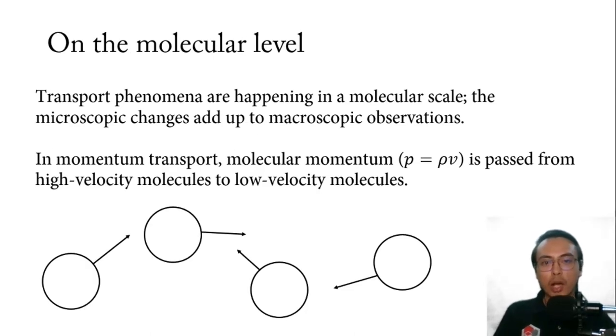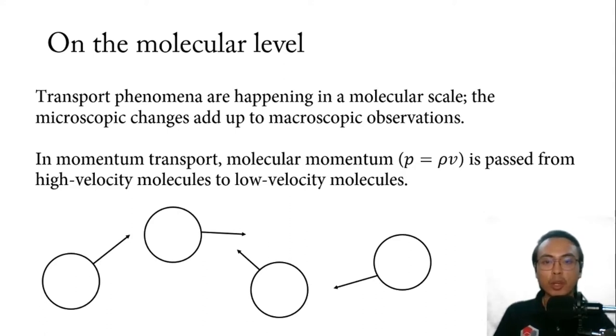Let's take a look at the molecular level of things. At the molecular level, things behave differently than here at the macroscopic level. Transport phenomena are happening on a molecular scale, and the microscopic changes add up to macroscopic observations. So in a way, the macroscopic observations that we have are just the average of those of the microscopic observations.